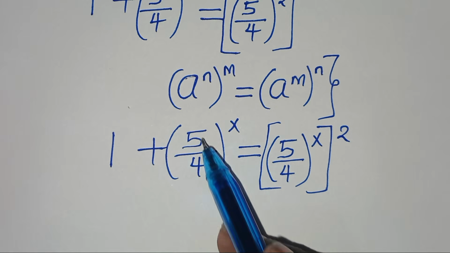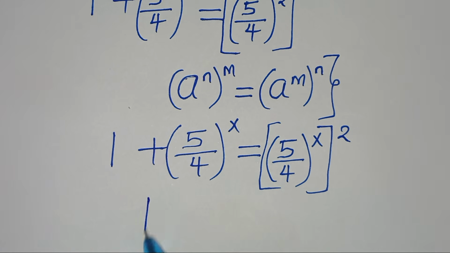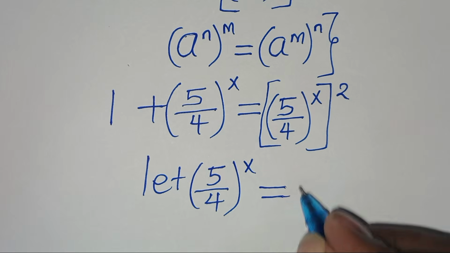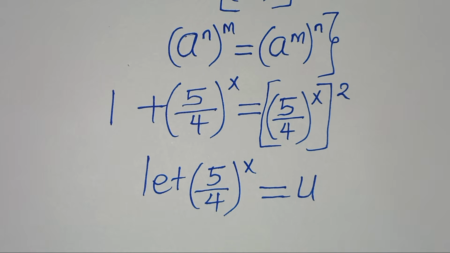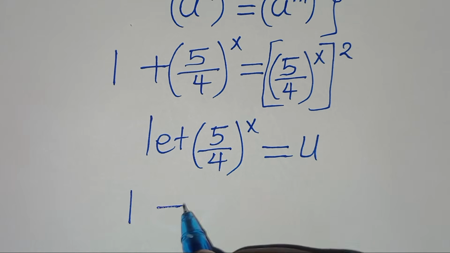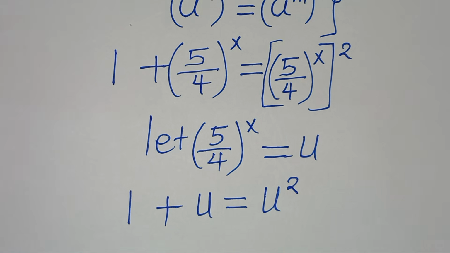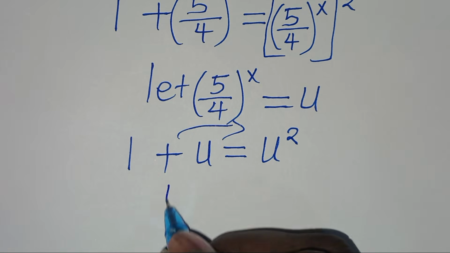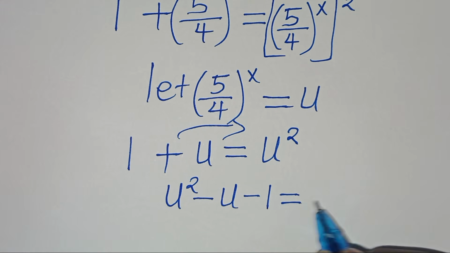Now the next step is that we have 5 over 4 to the power of x here, and 5 over 4 to the power of x. So we can let 5 over 4 raised to the power of x be equal to u. So let us express this equation here in terms of u. So we have 1 plus u. This is equal to u raised to the power of 2. Now let's take 1 plus u to the right hand side so that we have u squared minus u minus 1. This is equal to 0.